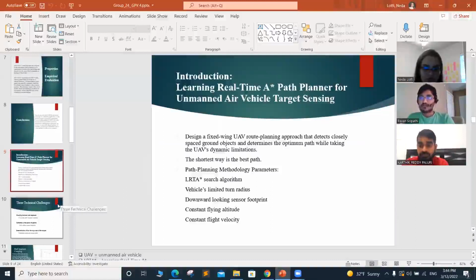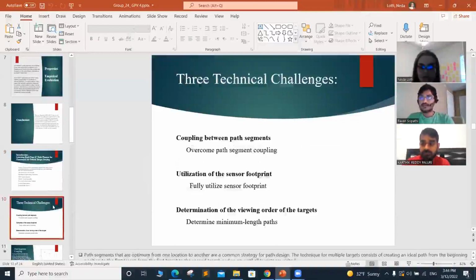Now come the three technical challenges. We have the three technical challenges: coupling between the path segments, utilizing the sensor footprints, and the third one is the determination of the viewing order of the targets.